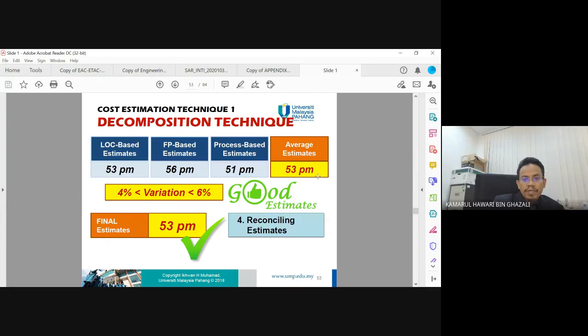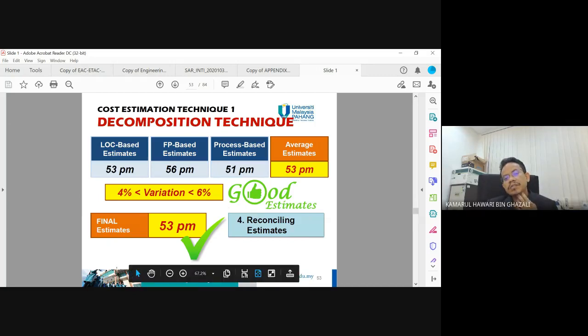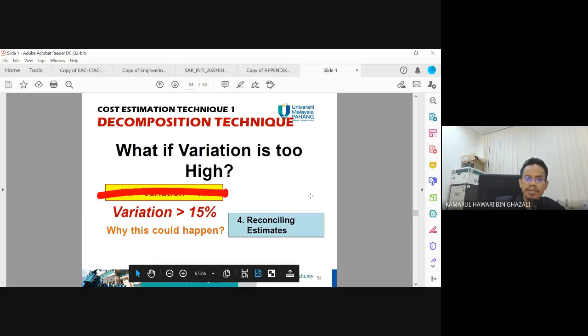Okay. So average estimates: 53 per minute, 51 ringgit per minute, 56 per minute, 53 per minute, which is between 4% and 6% variation. So this is a good estimation. Then final estimation, we can estimate that the cost is 53 ringgit per minute, reconciling the estimates.